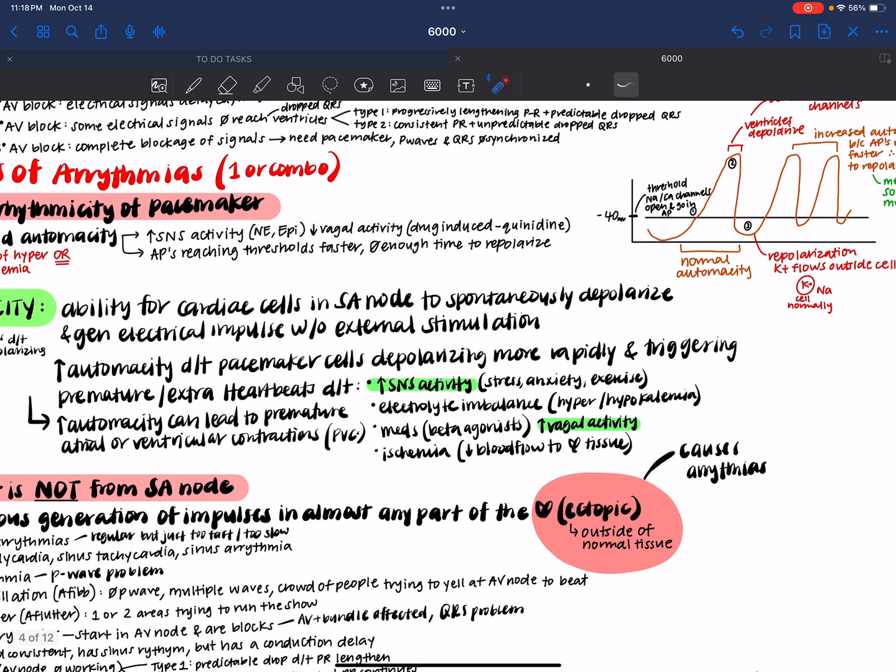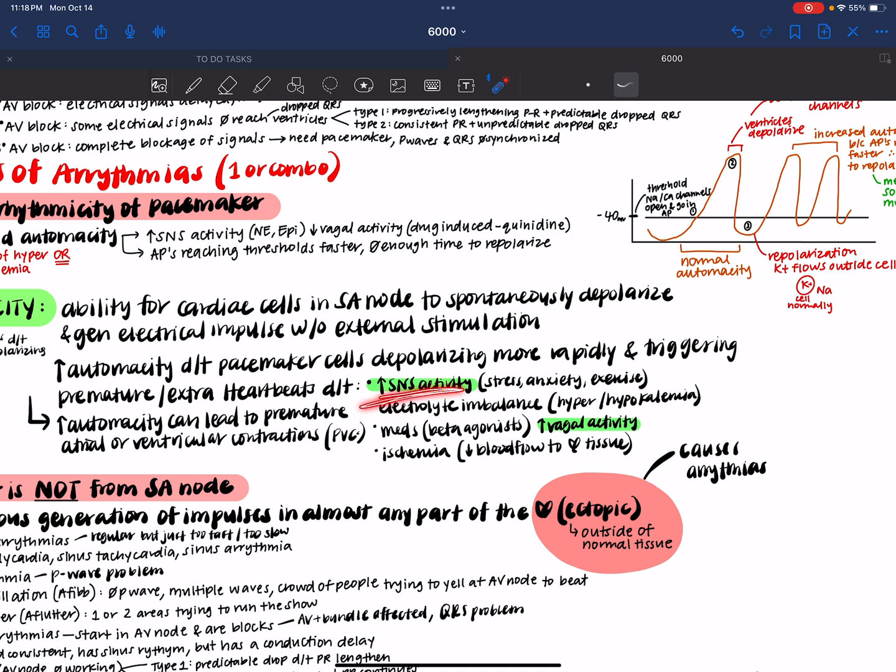Automaticity is the ability of the cardiac cells in the SA node to spontaneously depolarize and generate electrical impulses without external stimulation. So you're basically sitting at home or in a cafe, and out of nowhere your heart just goes da-da-da-da-da-da. That's a lot. Increased automaticity is due to pacemaker cells depolarizing more rapidly and triggering premature extra heartbeats. Basically, increased automaticity can lead to premature atrial or ventricular contractions. So we talked about that: PVCs or PACs.